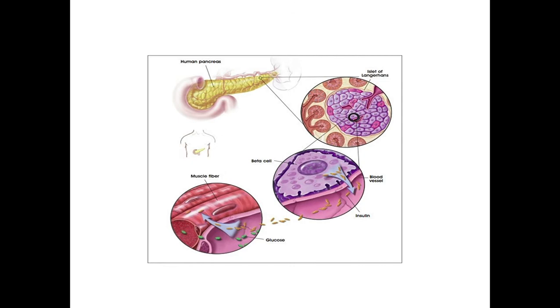So we have here an illustration of the beta cells, which are more towards the tail portion of the pancreas. In the islets of Langerhans, they are mostly found towards the center of the islets and are responsible for the release of insulin in the body to control the blood sugar.